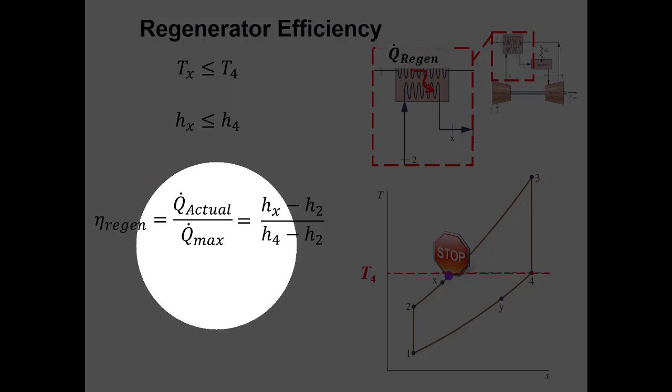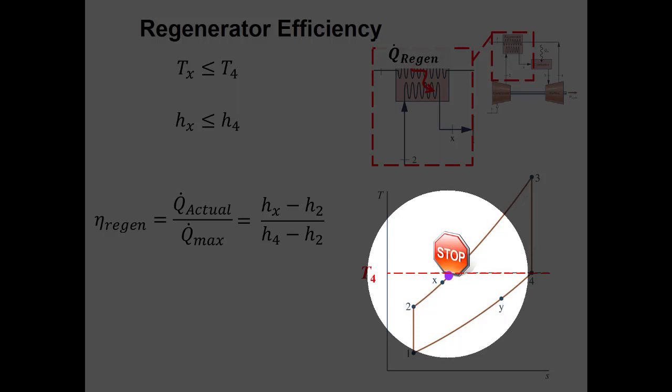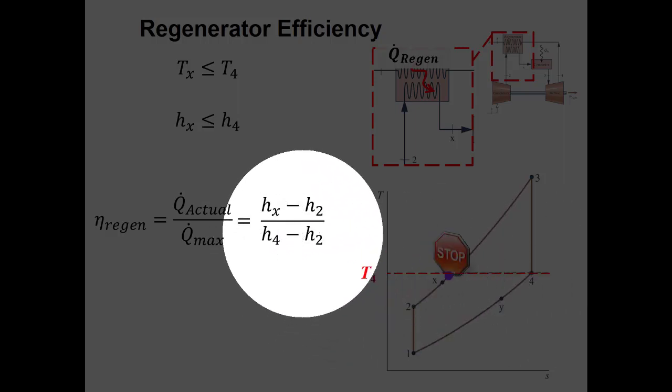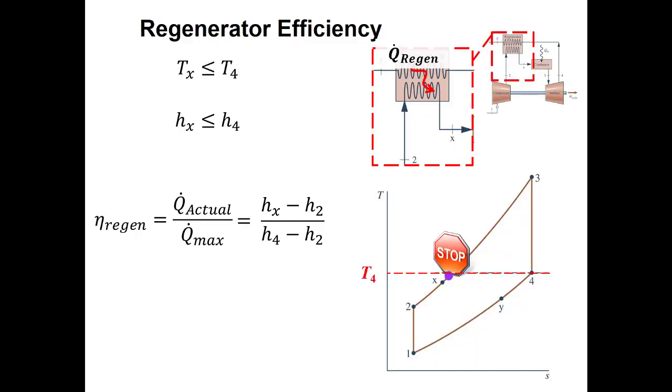Now, the maximum amount of heat that we can transfer into the cold side would be if we went all the way up to this maximum temperature T4. And at T4, the enthalpy would be the same as h4. So the maximum heat we could add in the regenerator to the cold fluid would be h4 minus h2. So now this regenerator efficiency is going to be hX minus h2 divided by h4 minus h2. Which is really just the actual amount of heat that we're putting into this air before it gets to the combustor, divided by the maximum amount of heat that we could put into that same air.